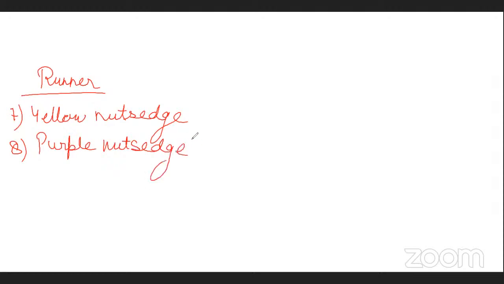nutsedge. One more thing I am forgetting: Cynodon dactylon usually occurs in 80 countries. Okay, this question is also asked, that Cynodon dactylon is spread into 80 countries, means it's a problematic weed in 80 countries. And then we are having yellow nutsedge and purple nutsedge.